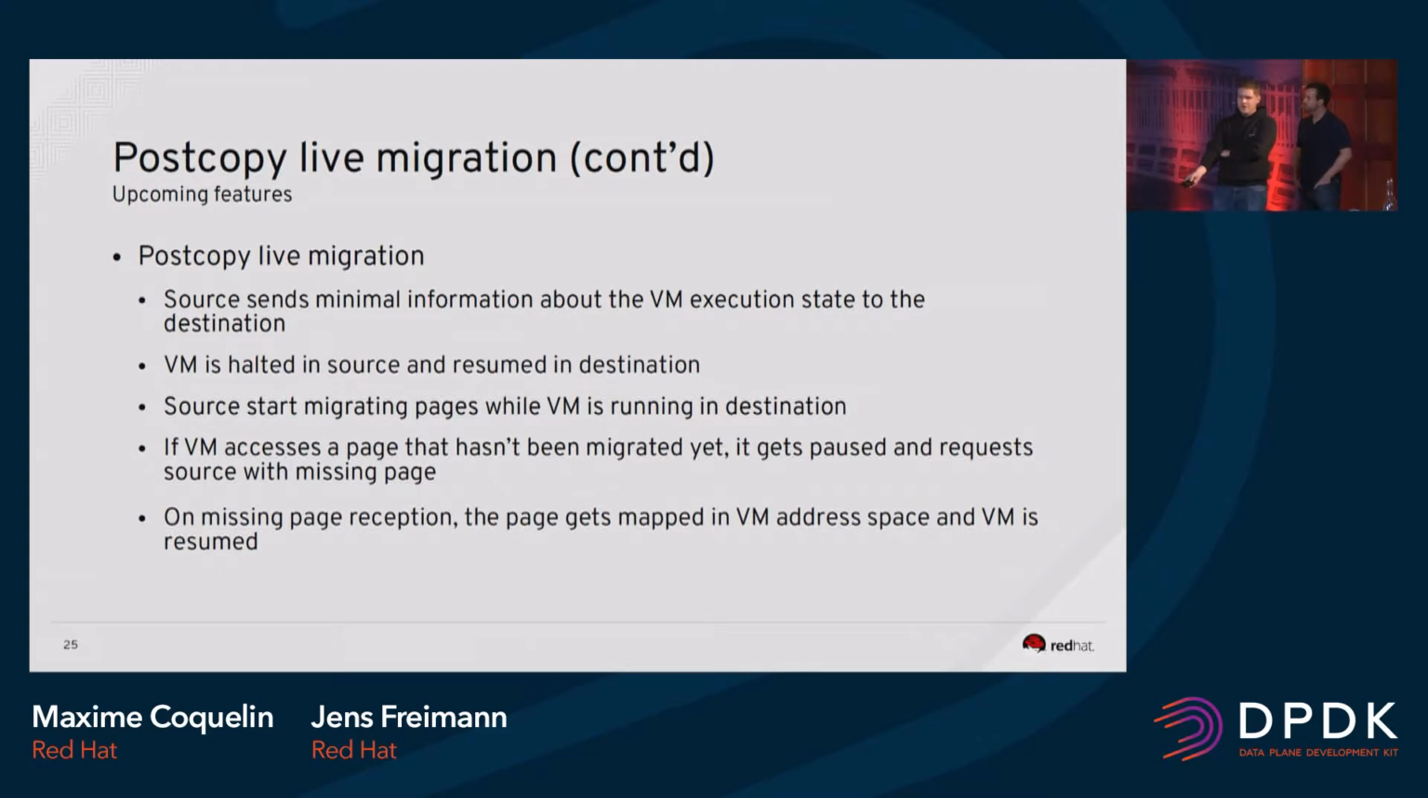With post-copy, it's a bit different. What happens is that the source, when we trigger the migration, just copies a minimal set of pages that matches the VM execution state. And as soon as it is copied, the VM is halted on the source and resumed on the destination. So the destination will try to access pages that are not copied yet. And when it happens, we get a page fault, and the destination VM gets paused and requests the missing page from the source. And when the page is received, the source maps it and resumes the VM.